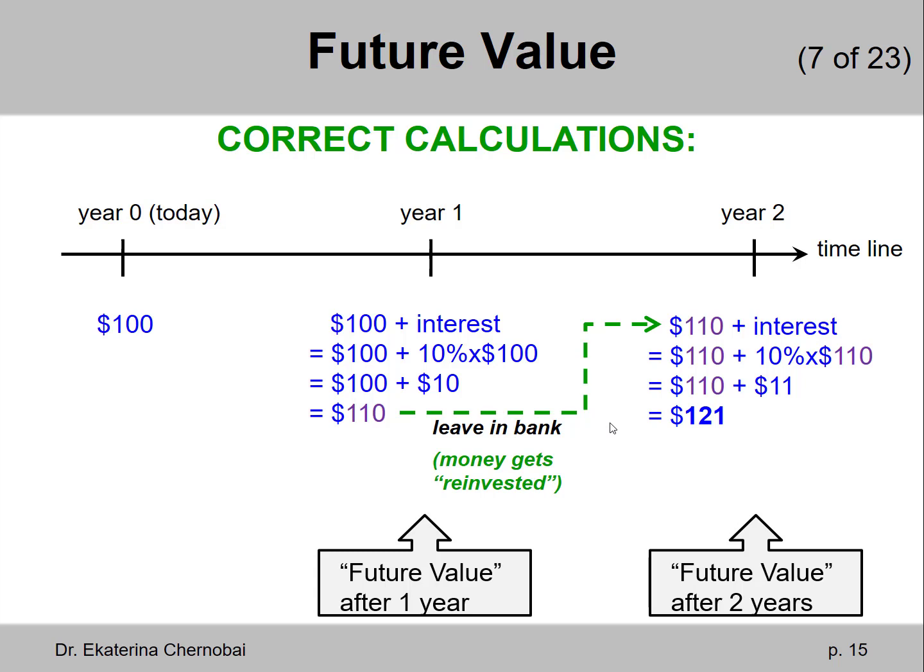So notice what has happened here. You earned $10 in interest during the first year and $11 in interest during the second year. What is the extra $1? It's actually nothing but 10% interest on the $10 interest amount from the first year. So 10% of $10, which equals $1. And this is also what we call interest on interest.